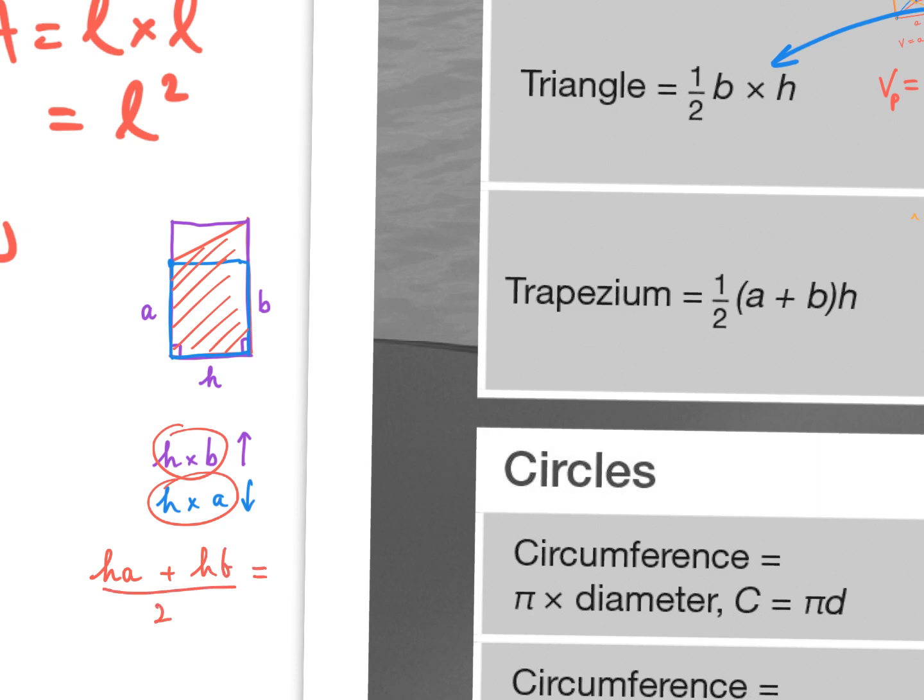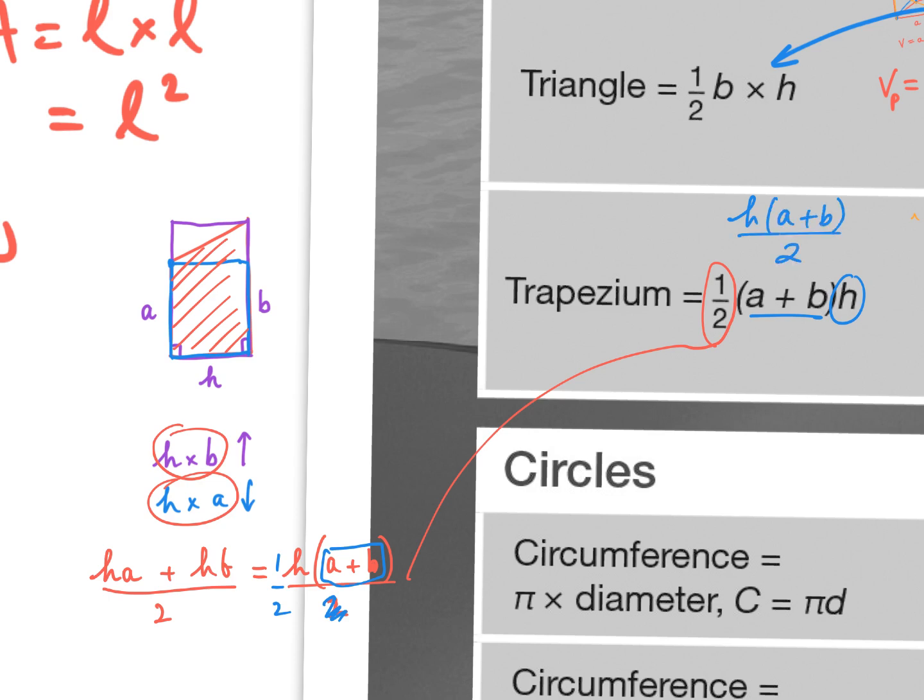Now, for those that can factorise, if you take the h out as a common factor, you'll be left with a plus b all over 2. So what do we have in the formula given here? Well, we have a half. Well, I can see that there. There's our half in disguise, yeah? And we have our a plus b. There we have it. And then we have our h. So you can write this like this. H lots of a plus b all over 2, and that's exactly the same. So if it helps you to remember it that way, that's a good thing.